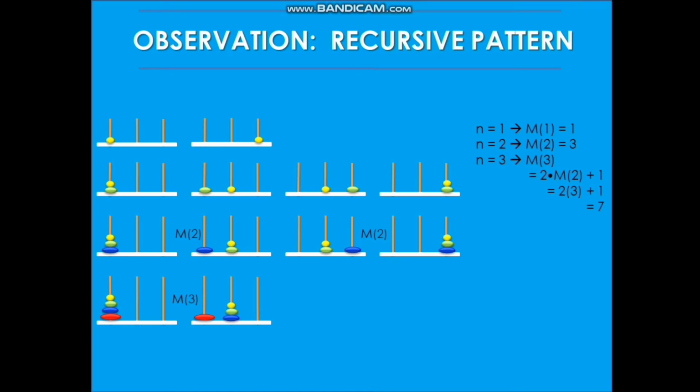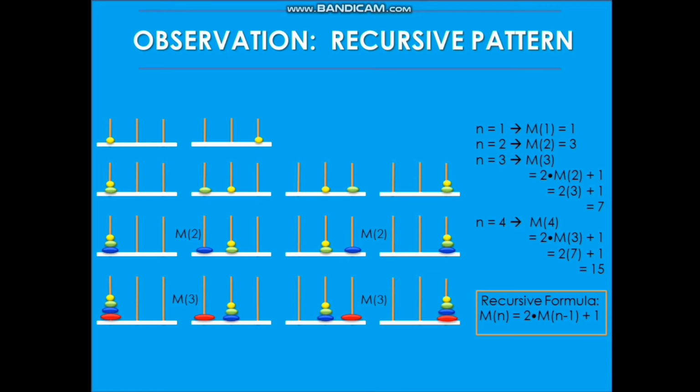Next, for 4 list, dito naman, if ita-transfer natin yung n-1 list, yung m of 3 naman yung gagayahin natin na moves. And another 1 move para ma-transfer yung red list sa right peg. Then finally, another m of 3 na naman para ma-transfer ulit yung n-1 sa right peg. So for n is equal to 4, we have 2 times m of 3 plus 1, which is equal to 15 moves. And from that, we can conclude that m of n is equal to 2 times m of n-1 plus 1.